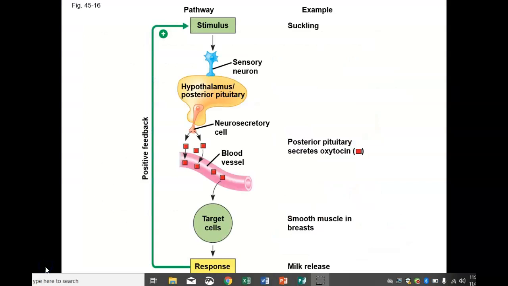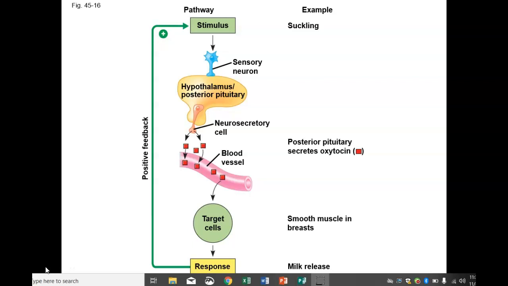Now, I know we've talked about oxytocin as it relates to labor and the pressure of the baby's head on the cervix and how that causes the release of the oxytocin, which causes contractions, which causes the baby to put more pressure. And I told you that's a positive feedback mechanism. Oxytocin is also responsible for bonding with babies, but it's also responsible for helping females to produce milk.